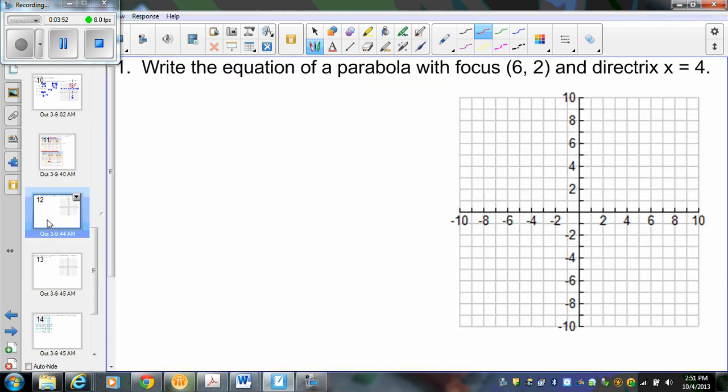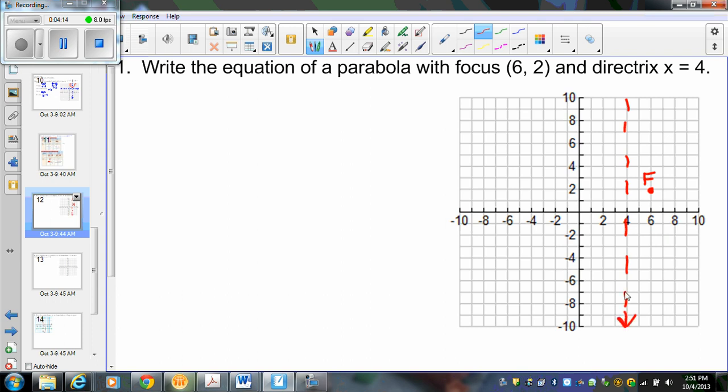What if I gave you some information about the parabola and asked you to write the equation for it? So here we want to write the equation of a parabola that has a focus of (6, 2), so that's my focus point, and a directrix line of x equals 4. So this right here is my directrix line.